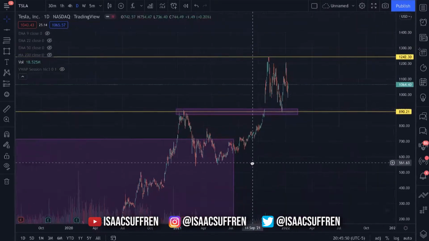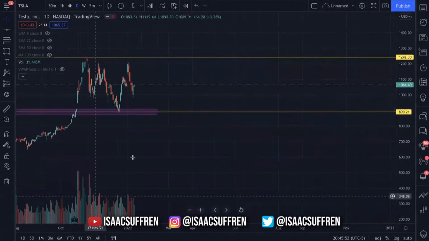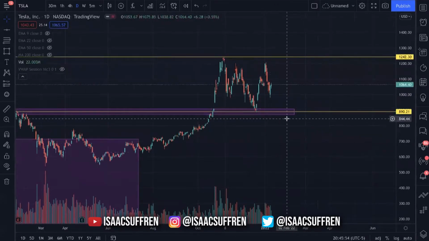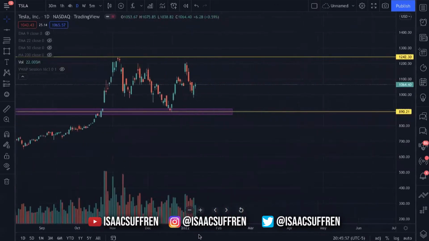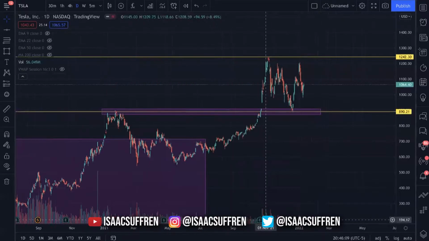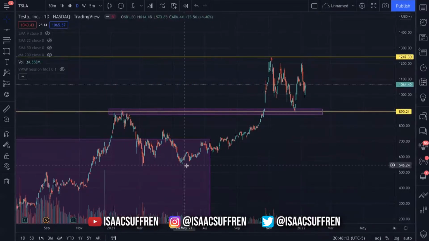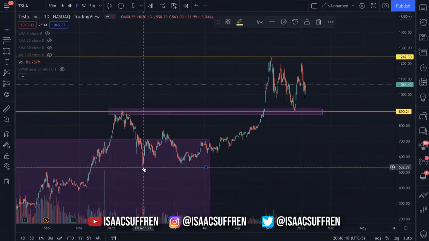Right? And honestly, the only reason why I had this 890 level is because it was such an important level. And if you know Tesla, it is a very, very heavy mover. It can move a lot in one day. So this level is pretty relevant if you know Tesla and its price action, how it moves on a day-to-day basis. But guys, save yourself the trouble. I didn't even draw down here. I could have gone down here and drawn a support level right here.